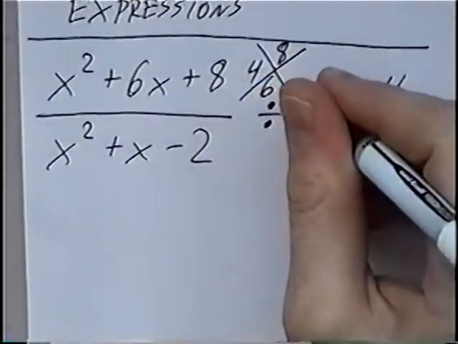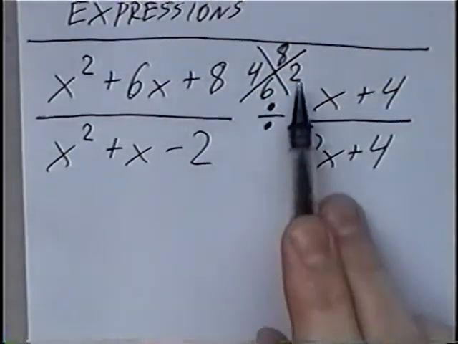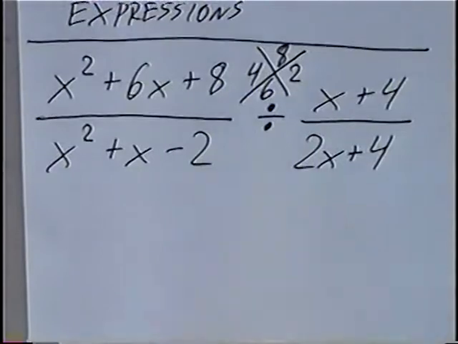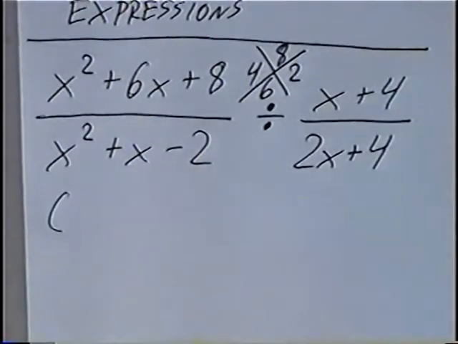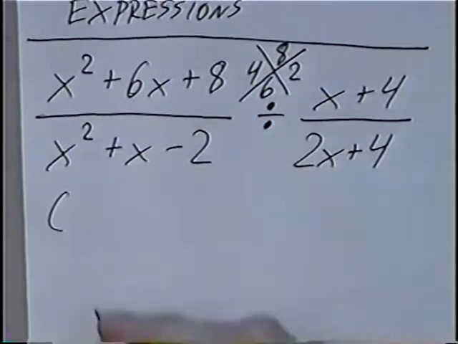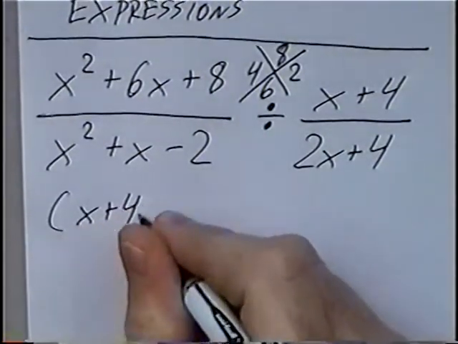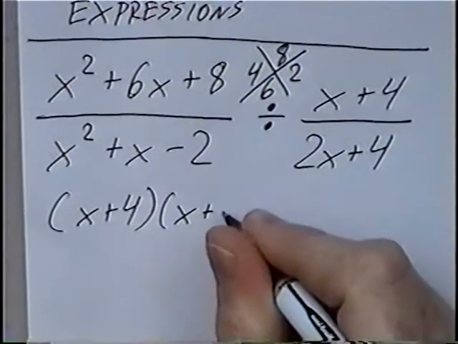Those numbers would be 4 and 2. 4 times 2 would be 8, and 4 plus 2 would be 6. So rewriting the numerator in factored form, the two numbers 4 and 2 will have x plus 4 and x plus 2.